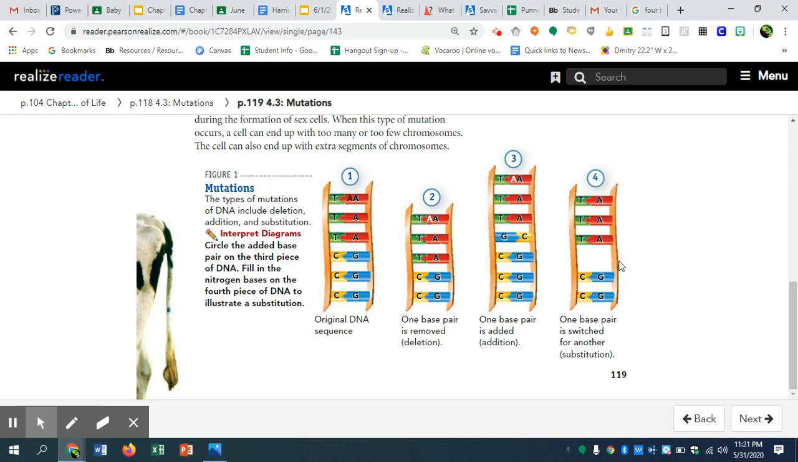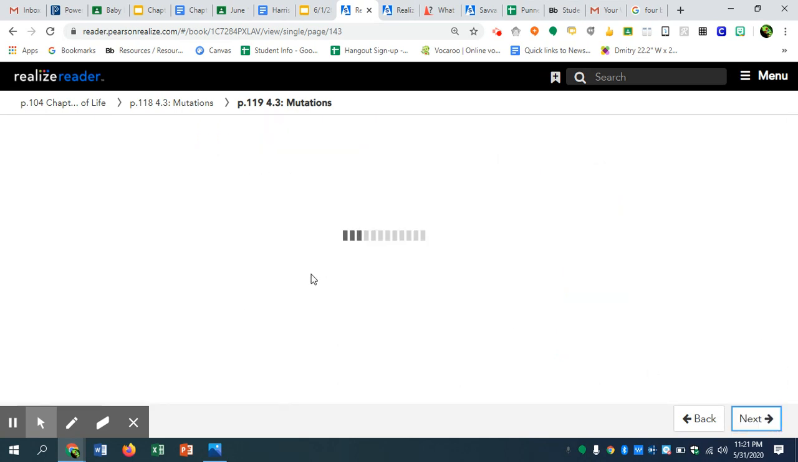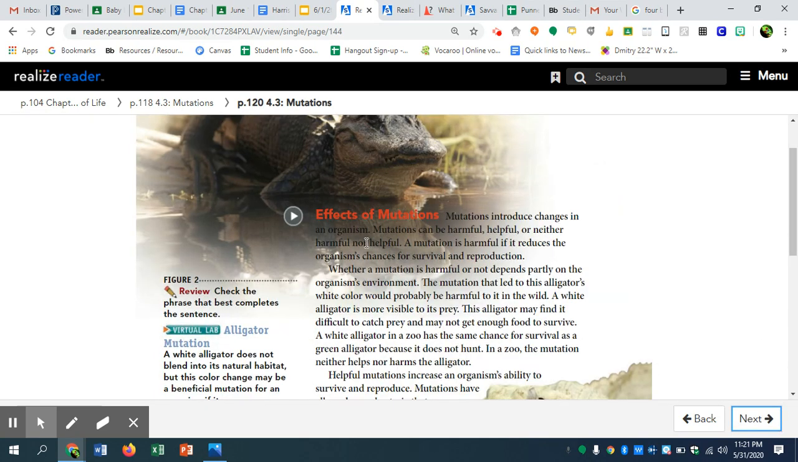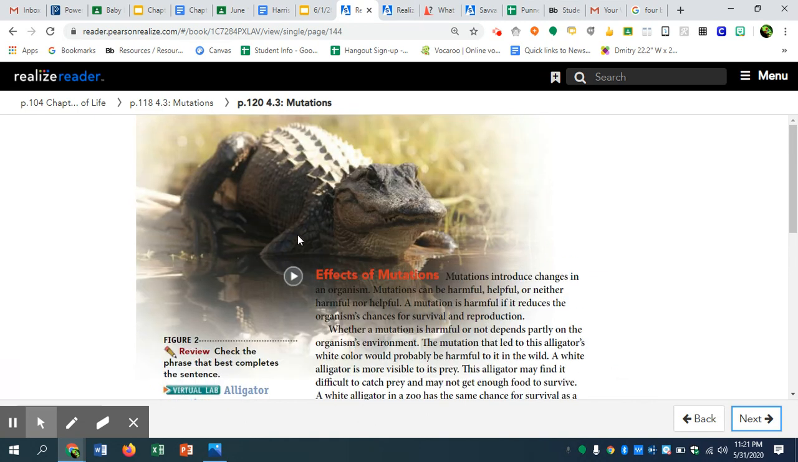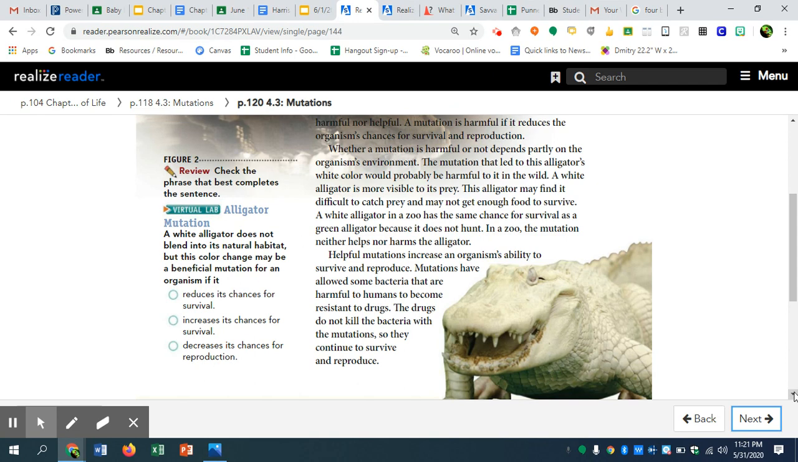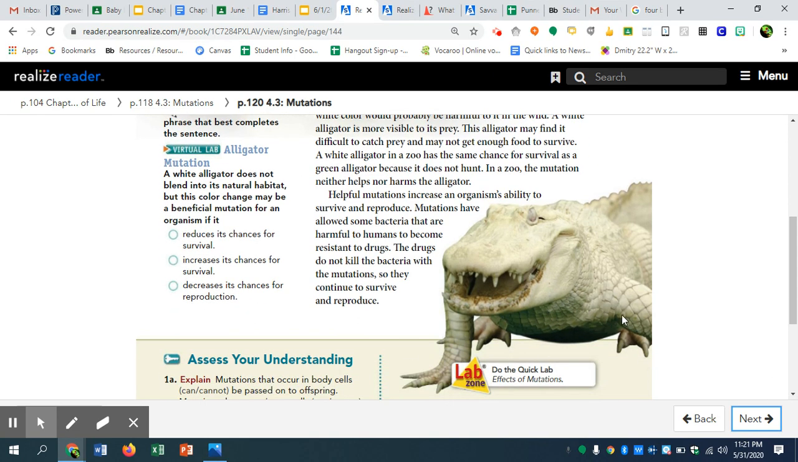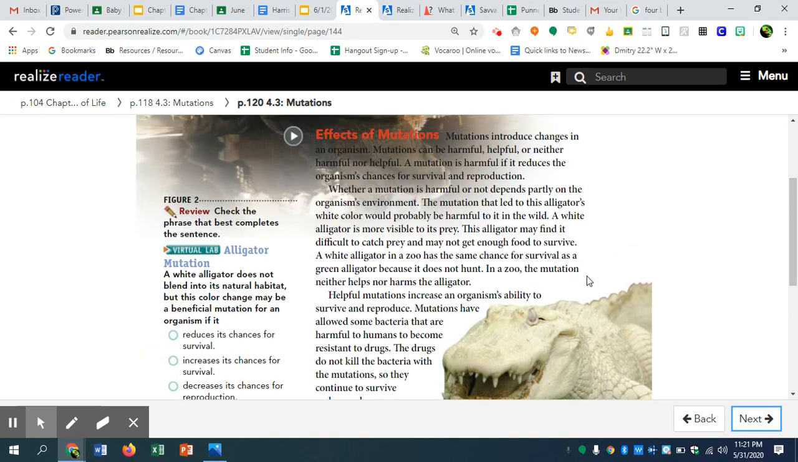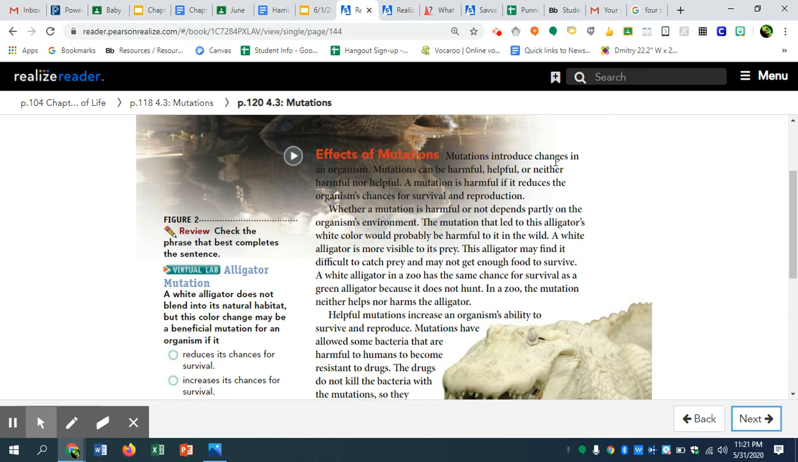All right, let's go to the next one, figure 2. So here we have a normal looking crocodile and over here, alligator, sorry. And over here we have one that doesn't look so normal. It's albino. It's missing its green pigment. Okay. So mutations introduce changes in an organism. Mutations can be harmful, helpful, or neither. A mutation is harmful if it reduces the organism's chance for survival and reproduction.